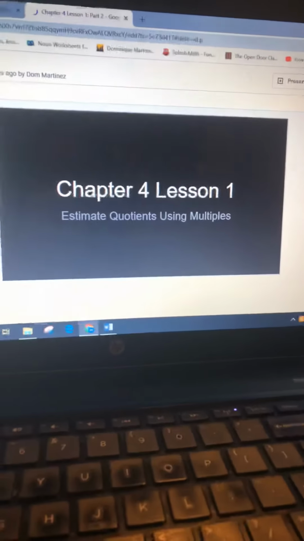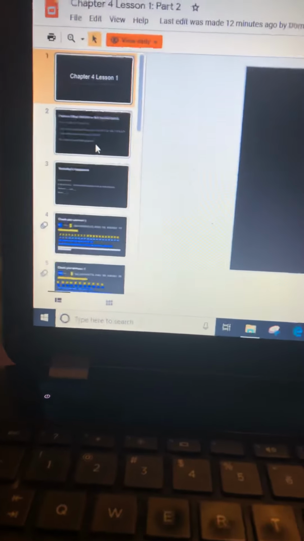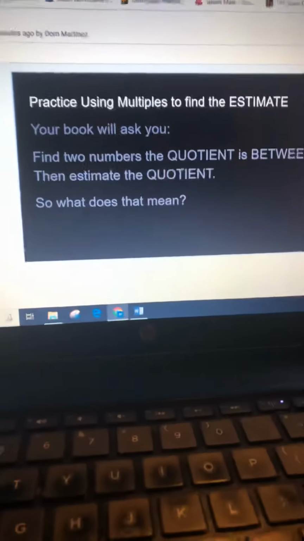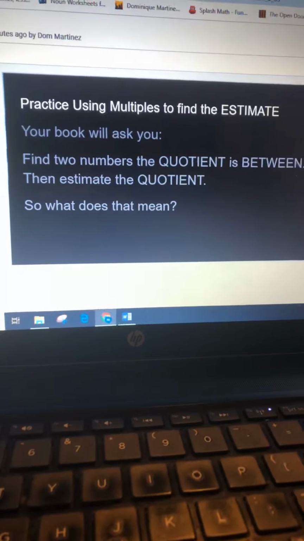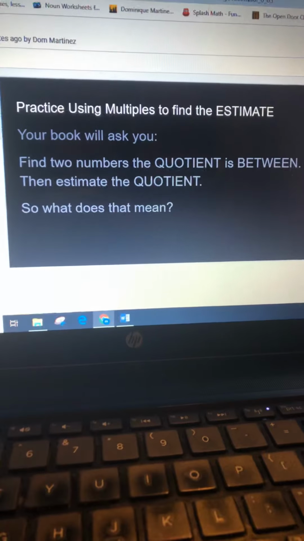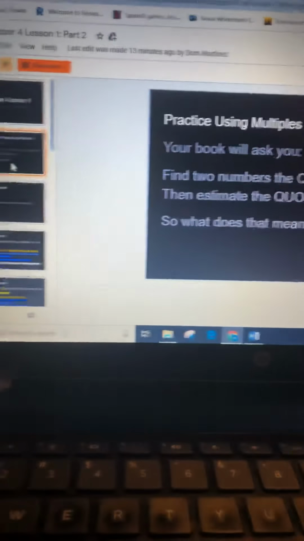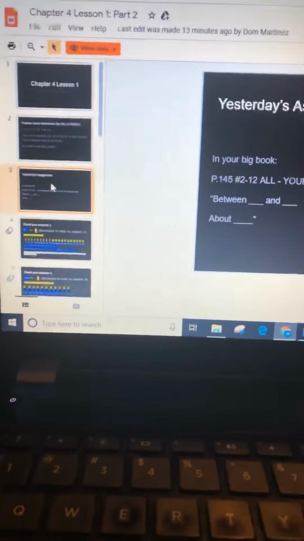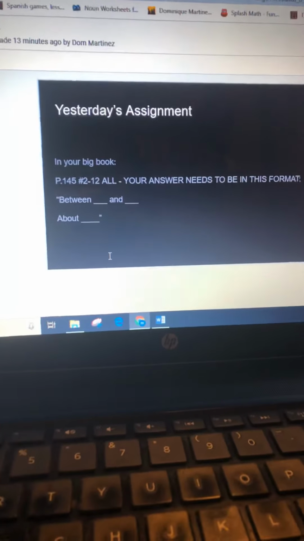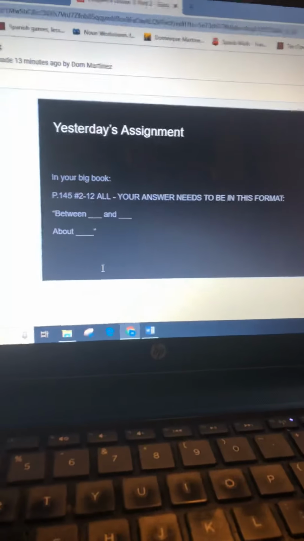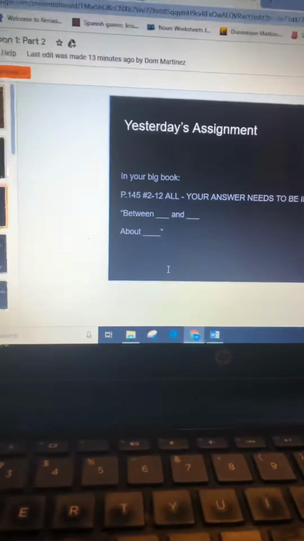Okay, so once again, this is part 2 of the PowerPoint. It looks almost exactly like what I put up yesterday, but this is part 2. So we're going to go into the first one. Remember the first one, I just went over directions and I redid it. They were asking you to find two numbers the quotient is between, then estimate the quotient. So we're estimating the answer. Remember, quotient is the answer always. Dividend is the one that you're dividing up into portions.